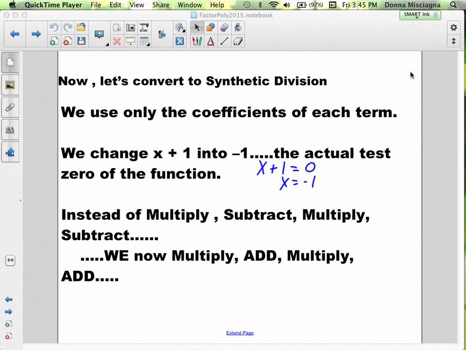All right, so let's convert to synthetic division. The name synthetic means we're not exactly dividing, but we're doing something that allows us to actually divide in a different way. So we're not truly dividing, but the steps that we're taking, in the end, we get the quotient. So for synthetic division, we use only the coefficients of each term, and we change our divisor into the actual 0. So we change x plus 1 into x equals negative 1. Right? We just set it equal to 0 and solve for x. Instead of multiply, subtract, we now multiply, add.